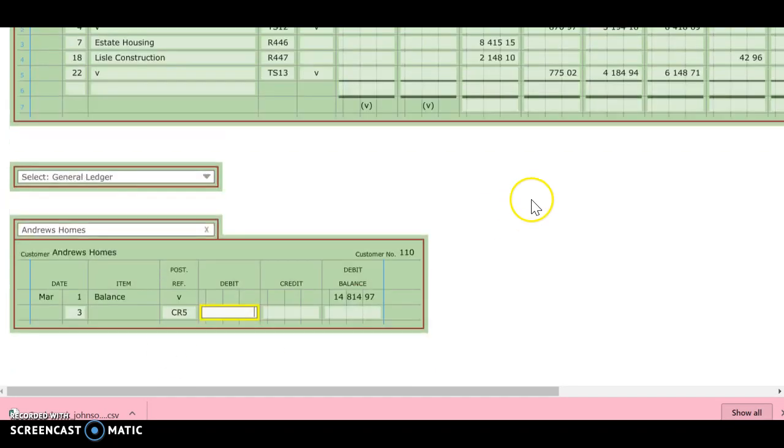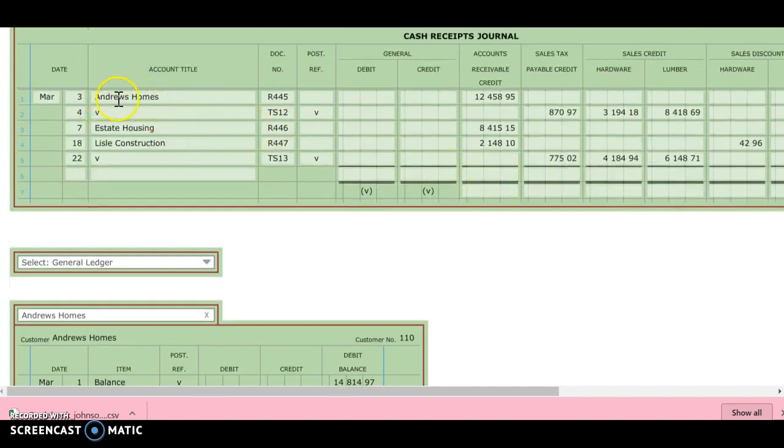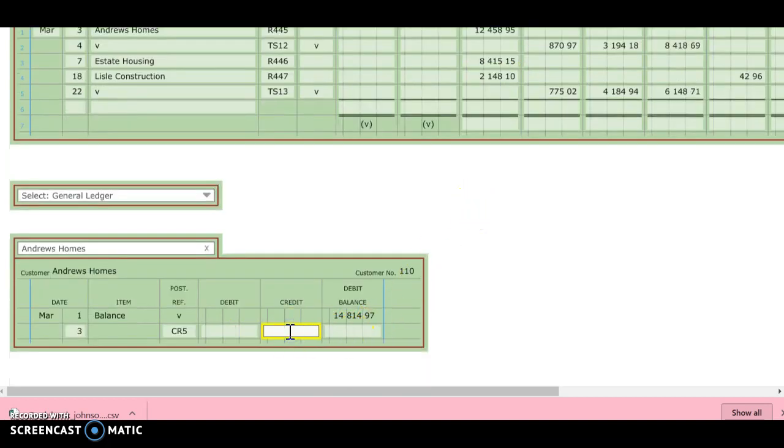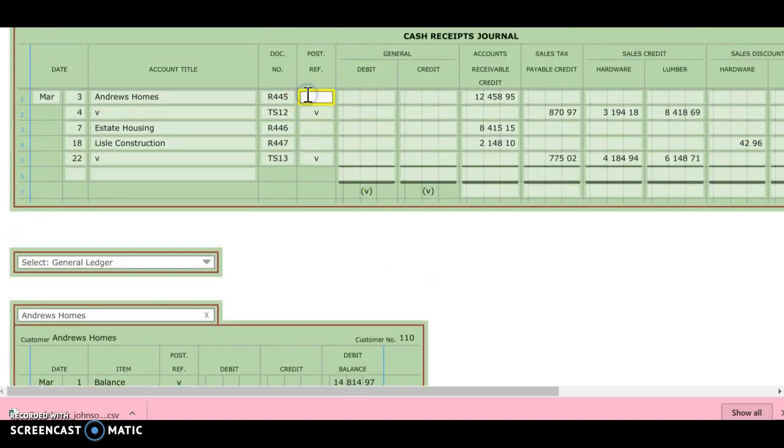Okay, I have a credit to that account. Remember, whenever I'm looking here at my customer, it's going to go with my accounts receivable credit column. So I have a credit to that account of $12,458.95. And then I'm going to find my new balance. So my new balance is going to be $2,356.02. And then account number 110 is going to go back to the post reference column. Okay, next I have a V, so that tells me I'm not posting that one individually.